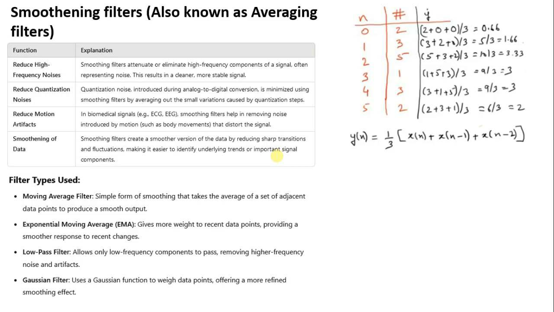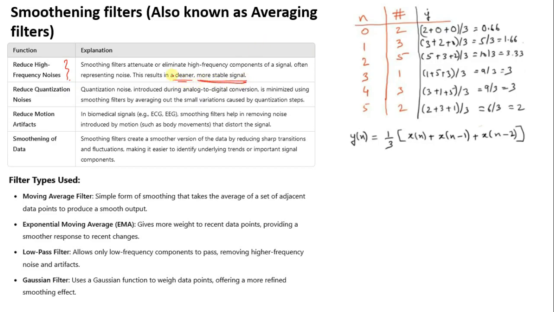These two are very commonly used in various applications, whether biomedical applications or any other applications. So what are the functions of the smoothing filters? The first thing is that they reduce high frequency noise. In one sense you can say that smoothing filters are low pass filters, and they help us in reducing the high frequency noises. The outcome is that we get a cleaner and more stable signal as the output.